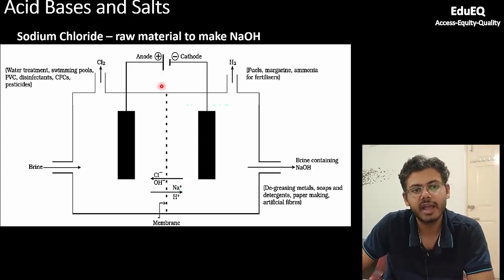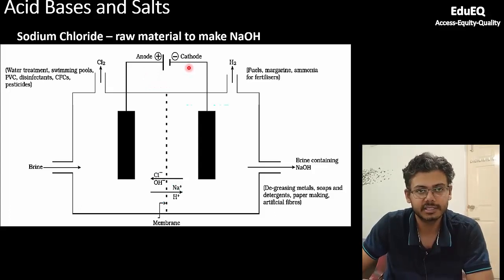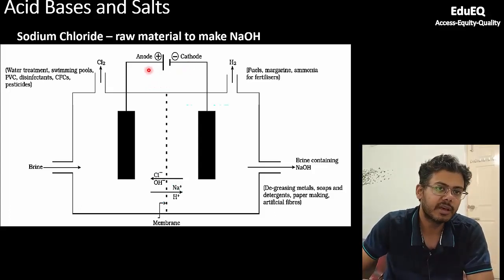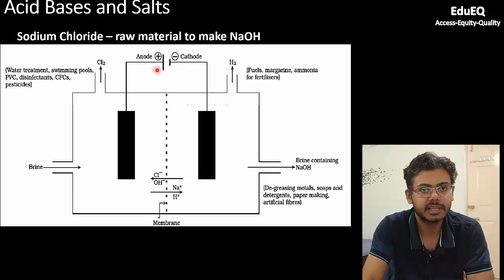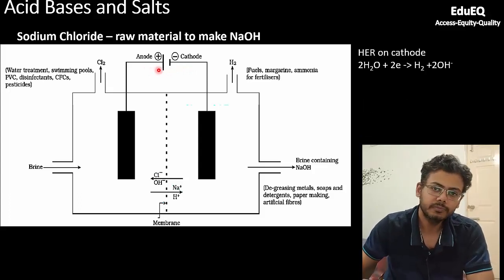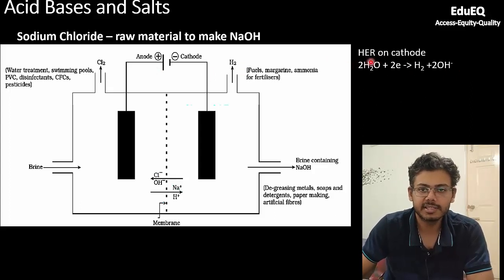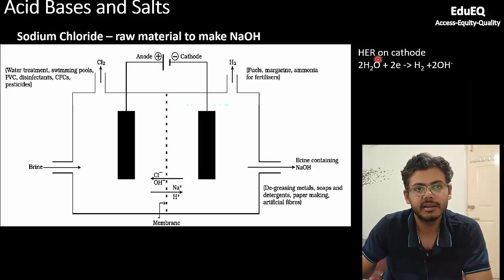If you remember from our first lecture on chemical reactions and equations, I also told you the definition of anode and cathode. Cathode is where reduction always takes place and anode is where oxidation always takes place. So moving into the reaction which happens at each electrode. HER is nothing but hydrogen evolution reaction. Because hydrogen is releasing here, we call it the HER reaction on the cathode.